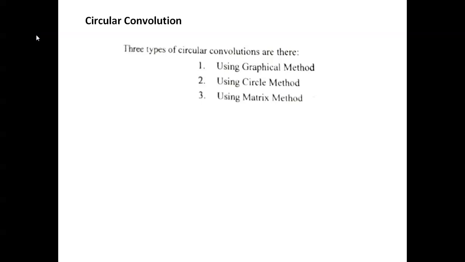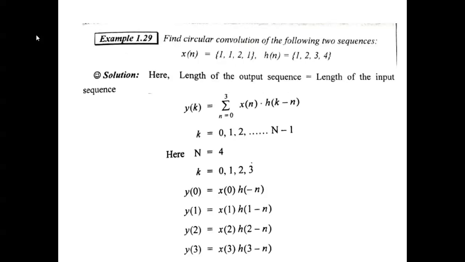In the previous video we saw the tabulation method for linear convolution, and this one is circular convolution. Circular convolution also has three types: the graphical method, the circular method, and the matrix method. Here I am going to look at the circle method and the matrix method. Even if you find the output, both will be the same, but the way is different.